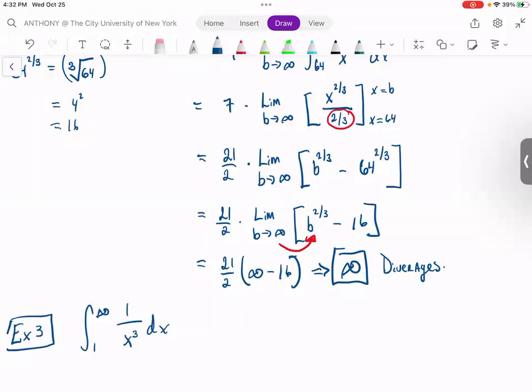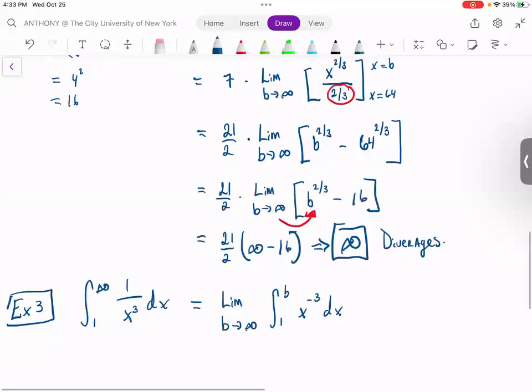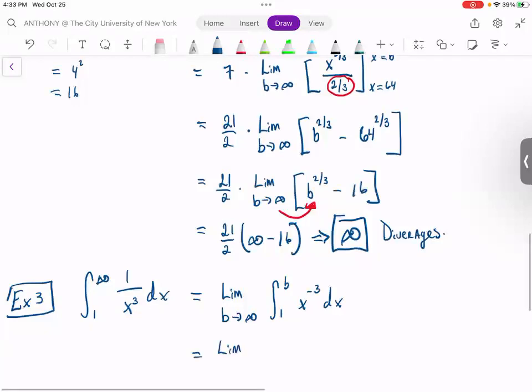Well, this is an improper integral. You apply your definition. If I apply my definition, we have the limit as b approaches infinity of the integral from 1 to b of x to the negative third dx, right? So I can rewrite the 1 over x to the third as x to the negative 3 because I'm getting ready to compute this integral. So when I use my power rule, x to the negative 3, if you add 1 to the exponent and divide by that sum, what do you get?